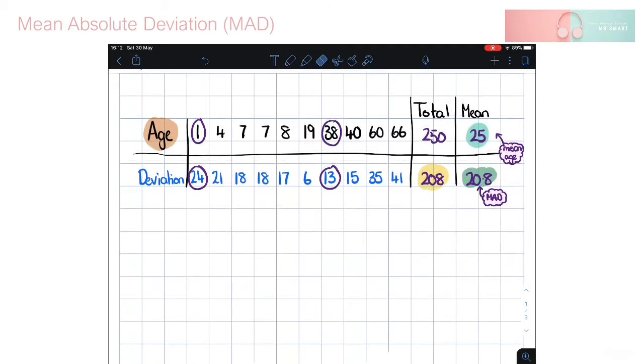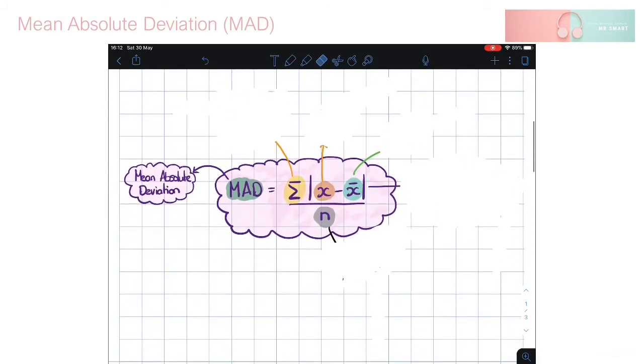So the mean absolute deviation has an actual formula. Here is the formula, and we're going to break it down into the different sections so you can see what the formula means. Okay, so MAD, which obviously stands for the mean absolute deviation, equals. Now we have this sign in yellow, which is sigma. That stands for the words the sum of. So we are adding numbers together.